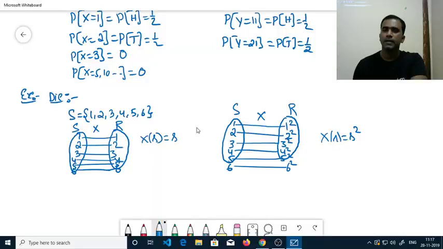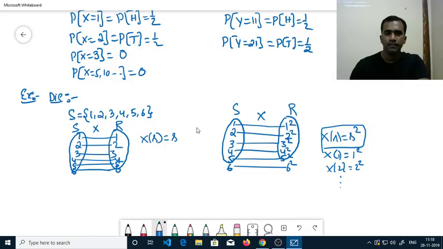So instead of writing each and every element, I am writing generally like this. This is the equation that is being satisfied here, or this is the function. This is in mapping manner. This is in the equation manner. So x of 1 equal to 1 square, x of 2 equal to 2 square, x of 3 equal to 3 square, and so on you can write. Instead of writing all of them, I am writing it simply like this. Fine. So this is another example.